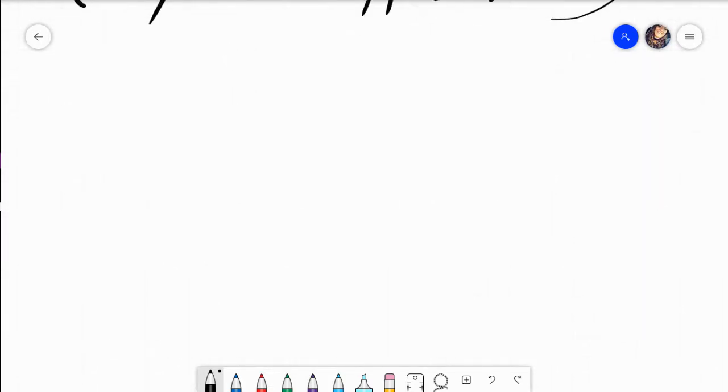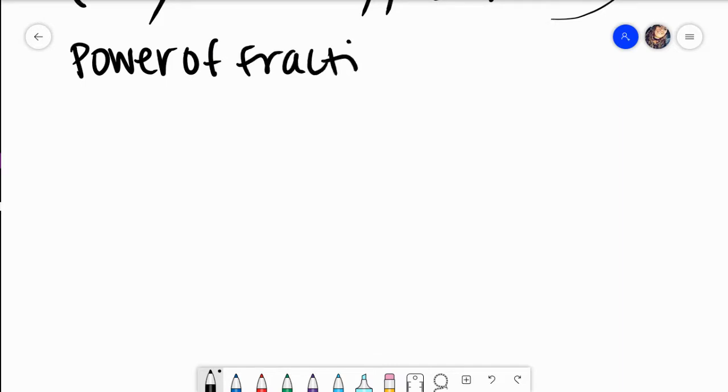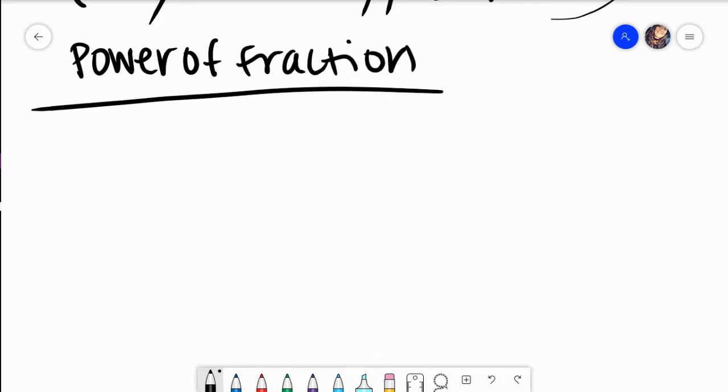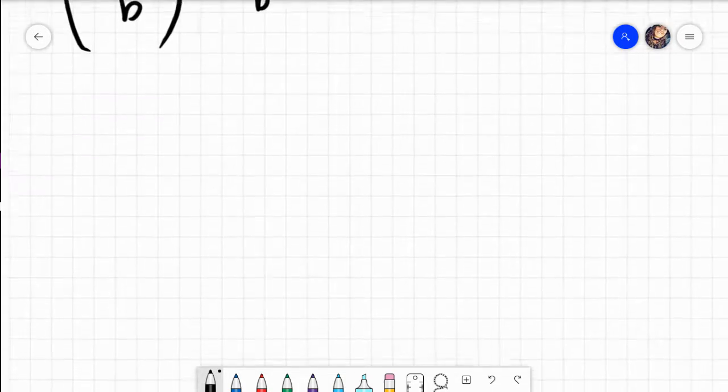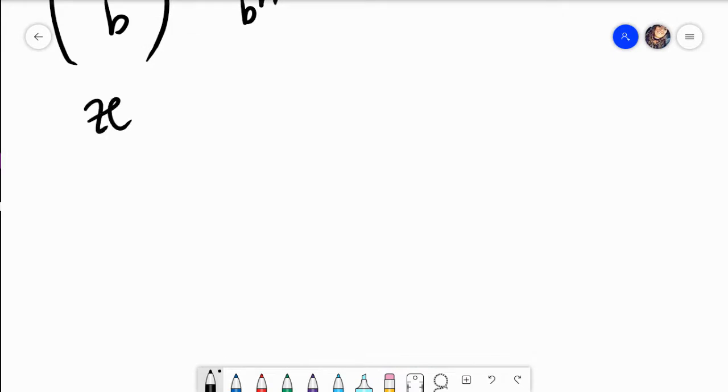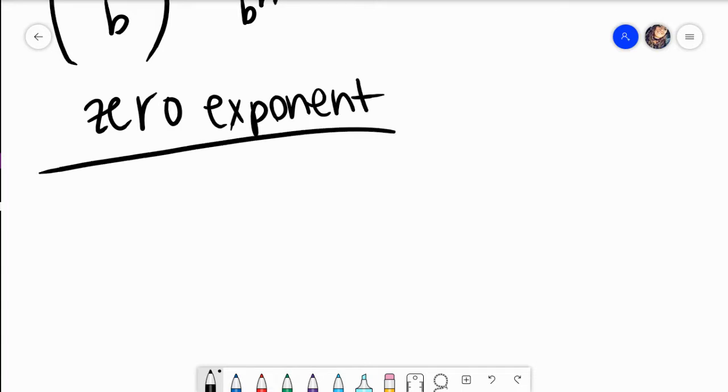Okay, so we also have the power of a fraction rule. The power of a fraction rule just states that if we have two variables in fraction form raised to a power, they both get raised to that power. Then we have a zero exponent rule, which states that any single thing in the world raised to the zero power will give you 1. Okay?